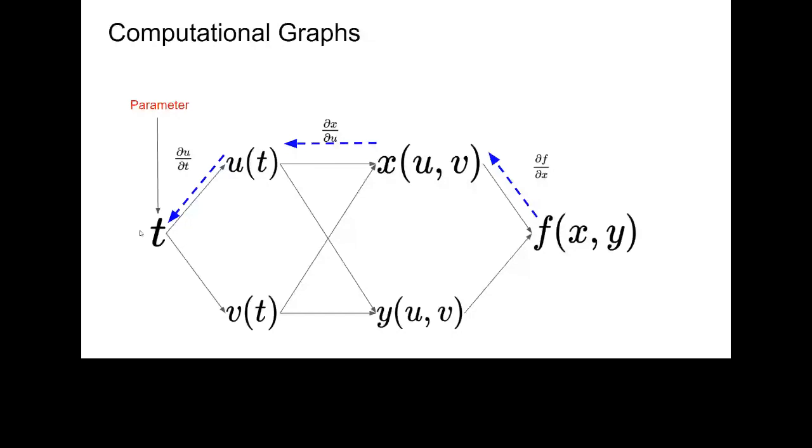And then we find the second path, and then the third path, and then the fourth path, like this. So we have 4 terms here, and the gradient of f with respect to t is the sum of all these 4 terms. This is the whole idea behind finding the gradient of the output function with respect to any parameter in a computational graph.